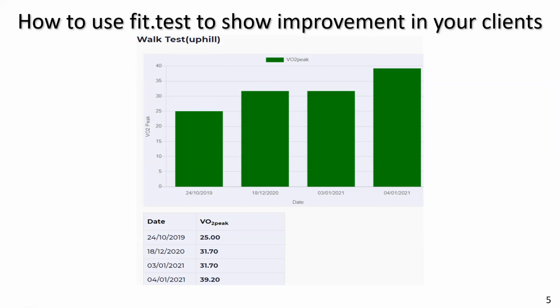That's walk uphill, run on the flat or walk on the flat, cycle and step. So in this instance, it will only plot those tests that were for walk test uphill. It doesn't cross compare against other modes of exercise, which I think is a necessary feature of these graphs.